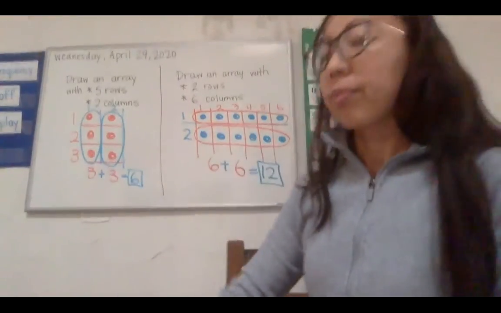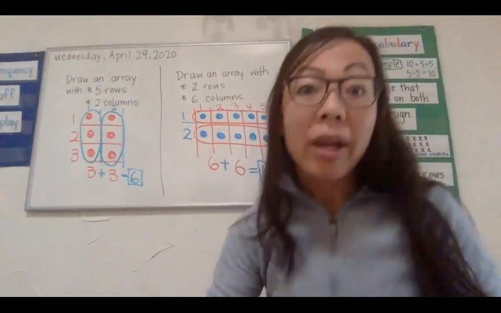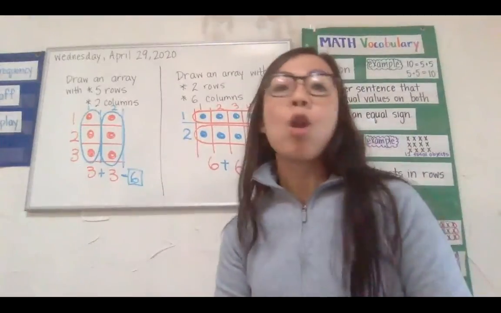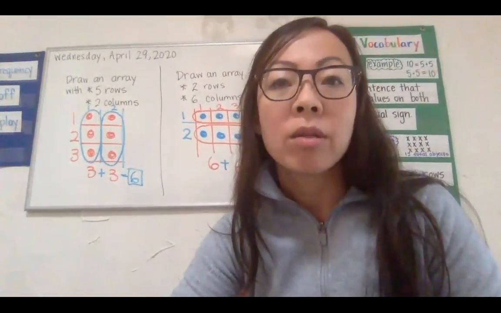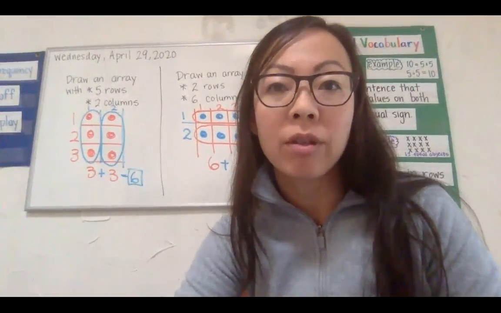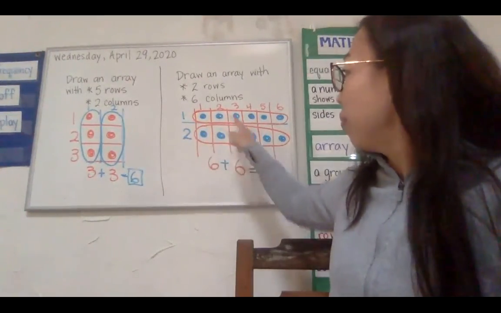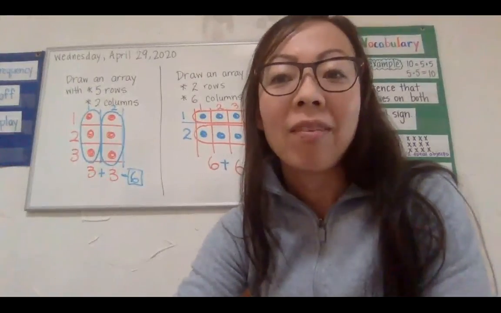So let's say I know my sum is 12. I have a total of 12. Well, I know that 5 plus 7 equals 12. Can I use that equation? Nope, because the addends aren't the same number. All right, scholars, so it's important for us to remember our addends are going to be the same number. There's the same number in every column and every row.